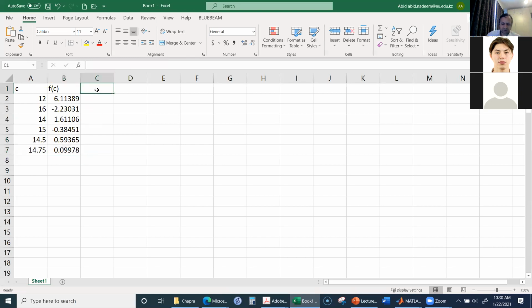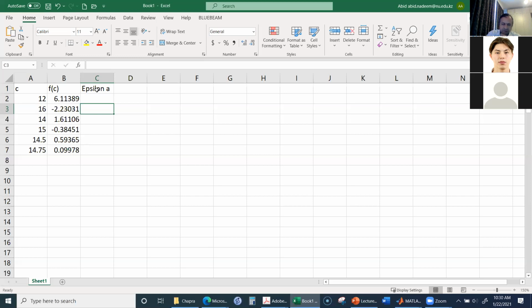So for this, we can determine the epsilon A. Okay, epsilon A, percentage relative error. So what is the percentage relative error? Percentage relative error is equal to the x new minus x old.